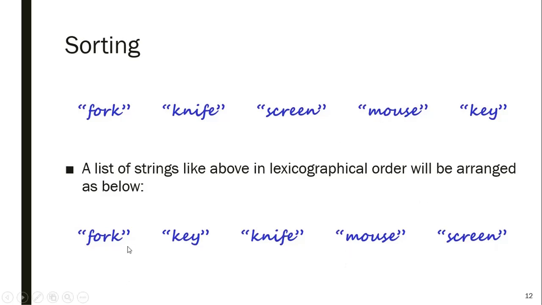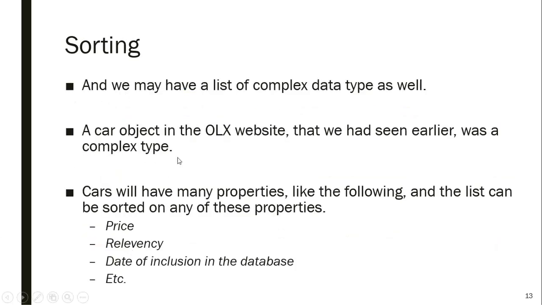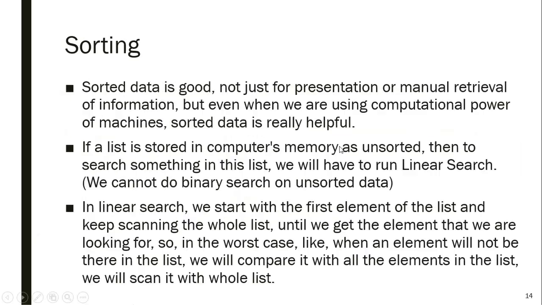So sorting is not just doing something on integers, it can be on any data type. Car was another data type, so we sorted cars with respect to their different properties. And we may have a list of very complex data types as well. A car may have different properties like price, relevancy, date of inclusion in the database, and the list can be sorted on any of these properties. If you include more properties, for example the color, or the horsepower of the engine, you can have many more properties.